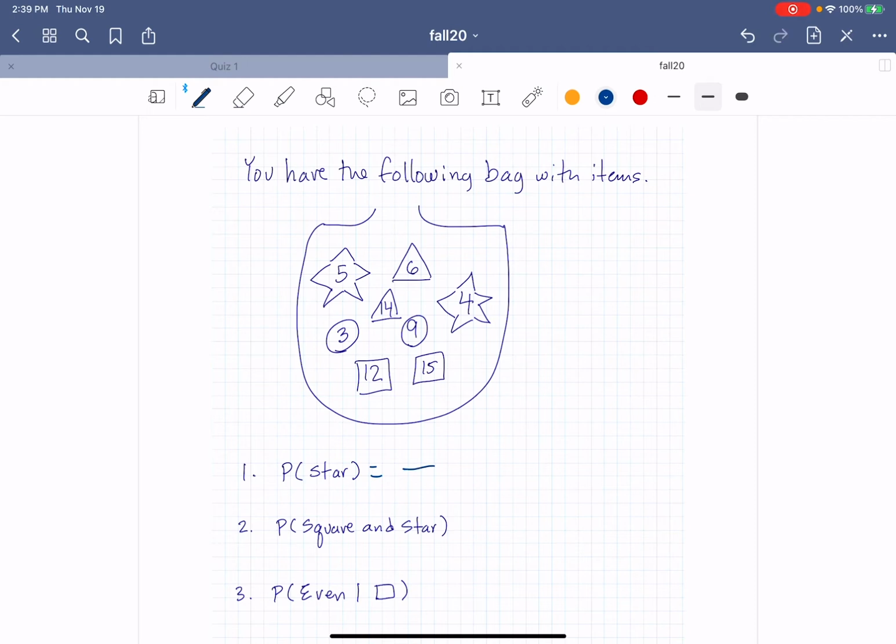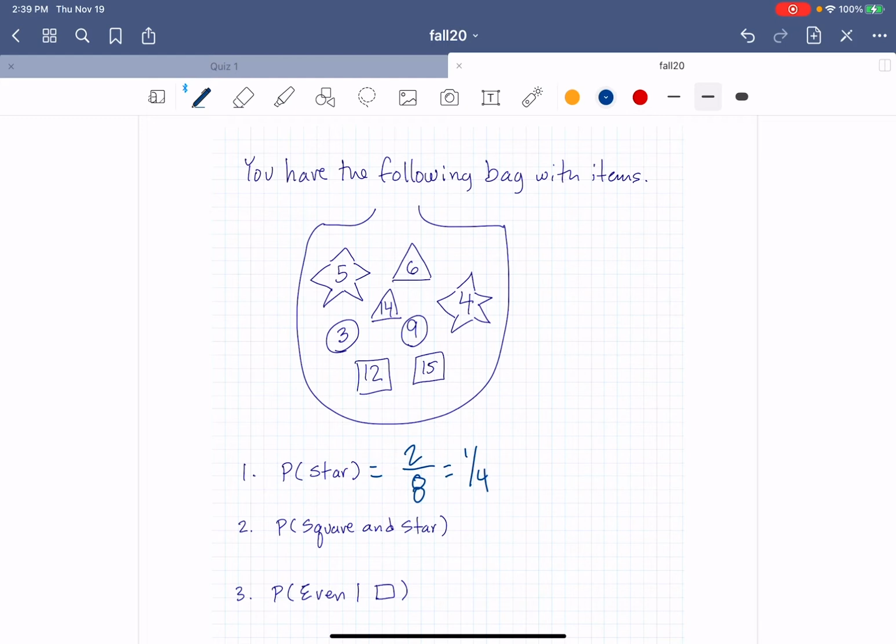Well, how many items do I have? That's a good question. Let's see, let's count those. 1, 2, 3, 4, 5, 6, 7, 8. There's 8. So that means I have 8 items, right? And then, how many are stars? 1, 2 of them. There's 2 of them. 2 of them that are stars out of 8, and thus I get 1 over 4. Make sure you reduce.